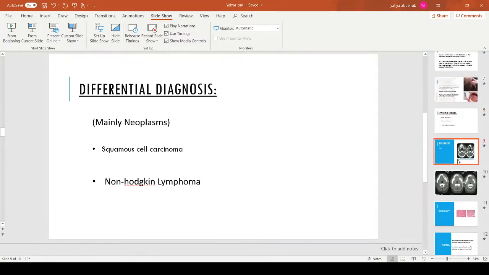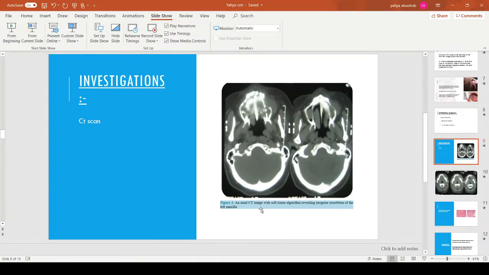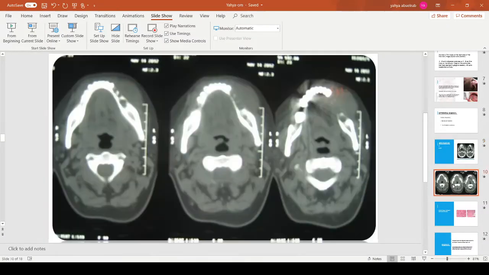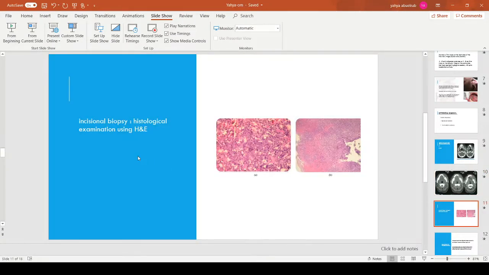Here is a CT scan. It's an axial CT image with soft tissue algorithm revealing irregular resorption of the left maxilla. Here's a better picture of it. Here's the histological examination as well, an incisional biopsy.